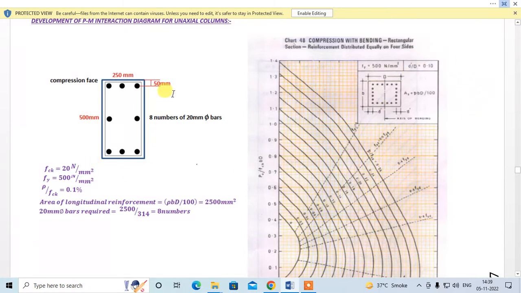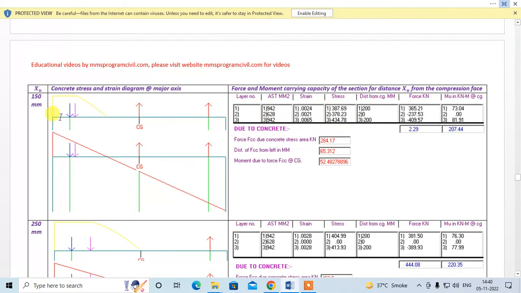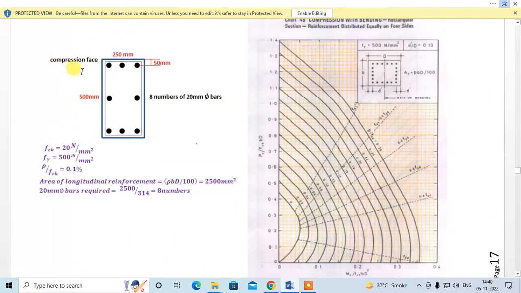Okay, fine. So now we will find the ultimate load and ultimate moment, that is Pu and Mu, for different locations of the neutral axis. So first we will assume that our neutral axis is at a distance 150 mm from the compression face. So this is our compression face, so the neutral axis is say at 150 mm somewhere over here. We are drawing this PM interaction diagram about the major axis, that is why we are taking D as 500, right? So we are assuming that our neutral axis is at 150 mm.